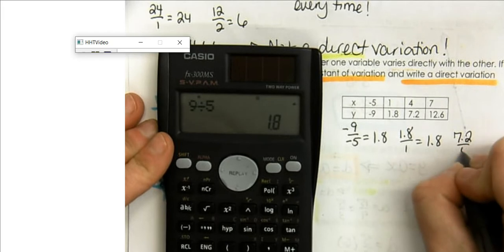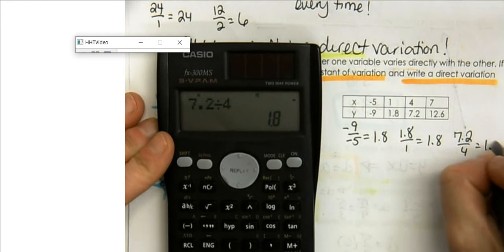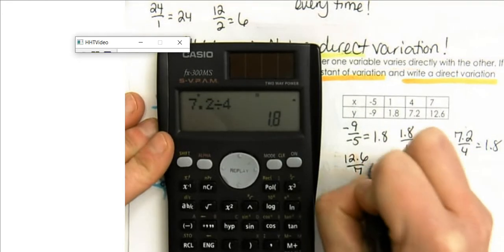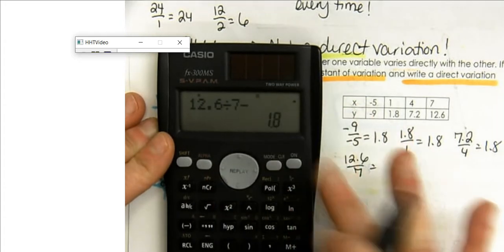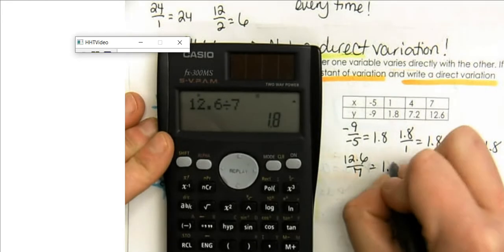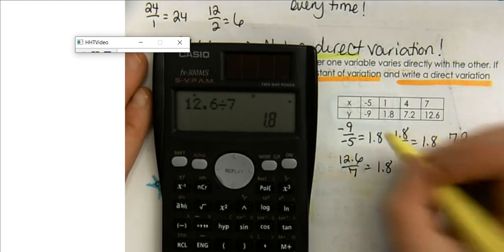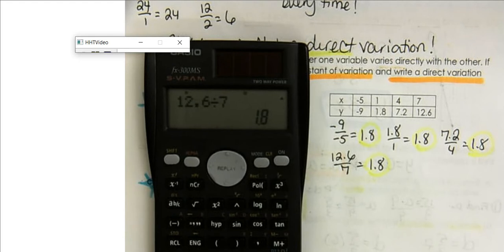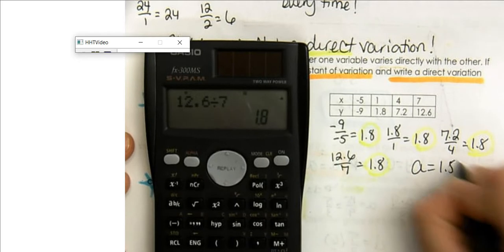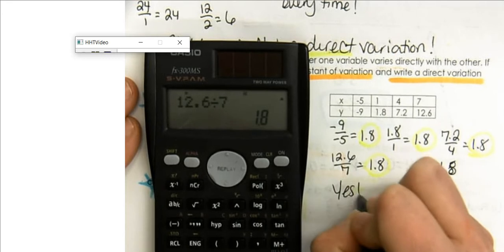7.2 divided by 4. That equals 1.8. And 12.6 divided by 7? That also equals 1.8. You have to check every single ratio to show that it ends up working every time, because sometimes there might be one that is hidden that will not work. So because they all equal the same number, that number is our constant of variation. That's our a value. And so therefore, yes, this is a direct variation.